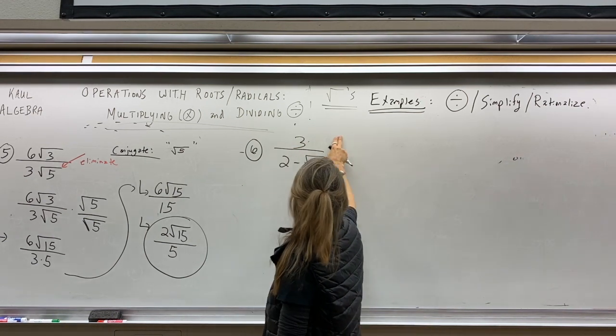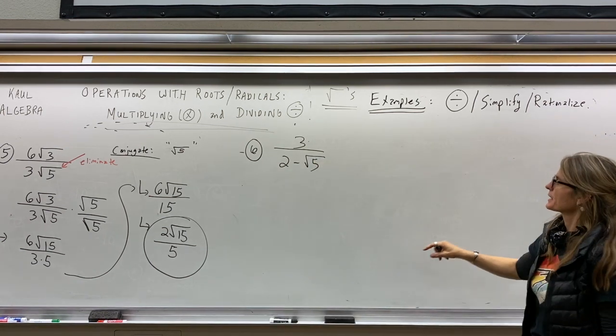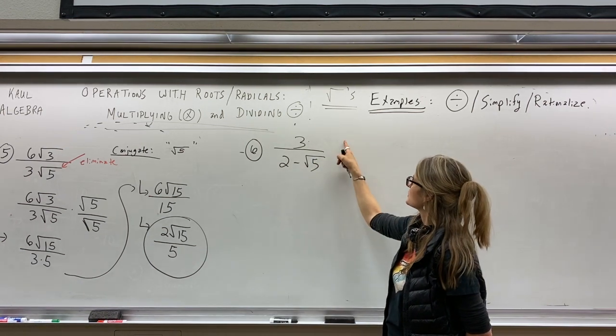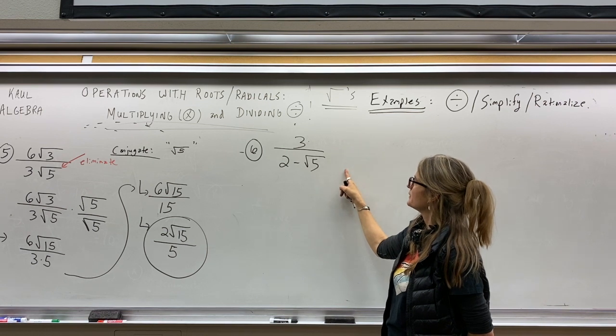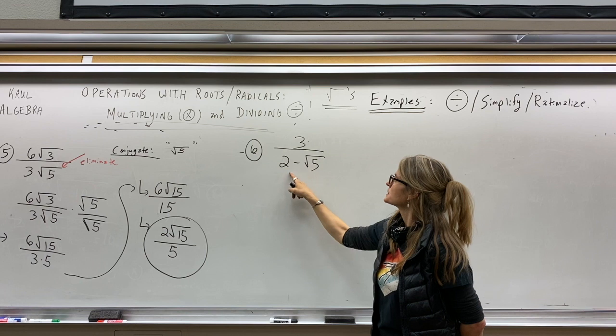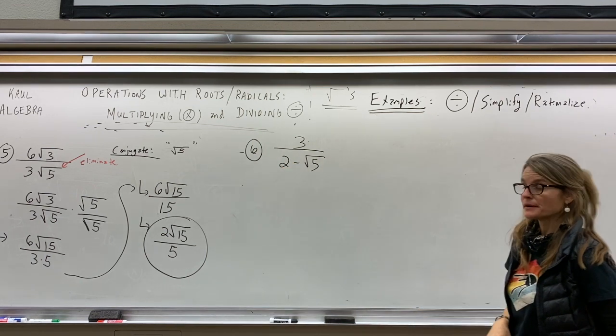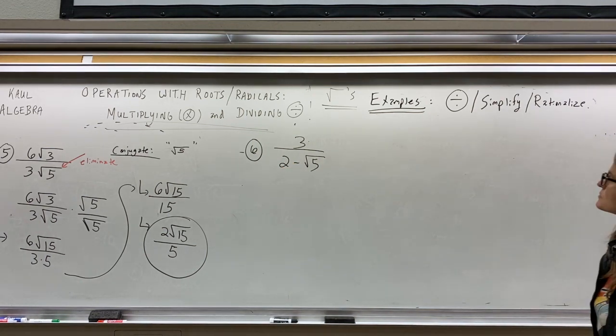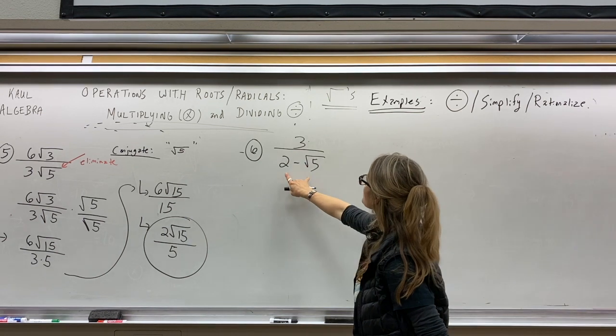Now the puzzle is, how do I get rid of that square root of 5 when I have 2 terms? I can't just multiply by the square root of 5 over the square root of 5. It'll get rid of this square root, but it'll introduce another square root into the problem right here. So what I need to do is multiply by the conjugate to use the rules for two terms.